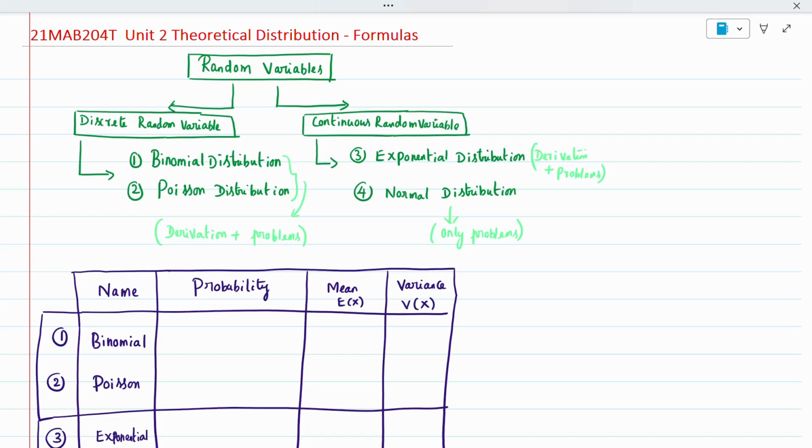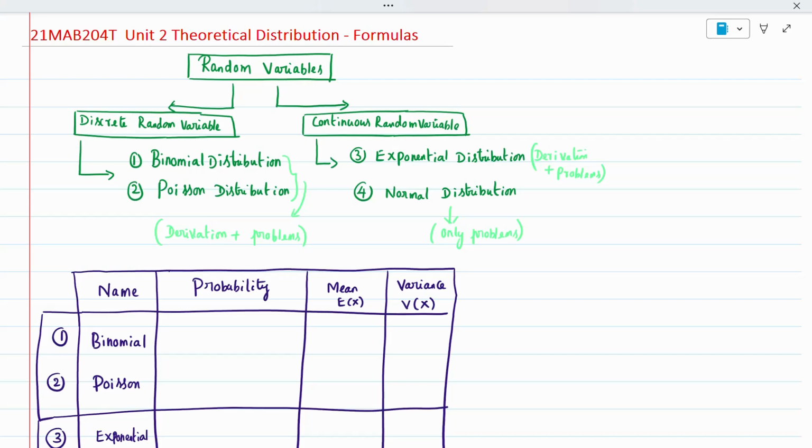We have so many distributions, but according to our syllabus, only two distributions in discrete: binomial distribution and Poisson distribution. Same in the continuous random variable, we have many distributions, but according to our syllabus, it is only exponential distribution and normal distribution. We have to study the derivation plus problems for binomial, Poisson and exponential distribution. For the last, fourth distribution, only problems, no need for derivation. So if I cover only four distributions, your unit 2 will be covered. Theoretical distribution will be completed.